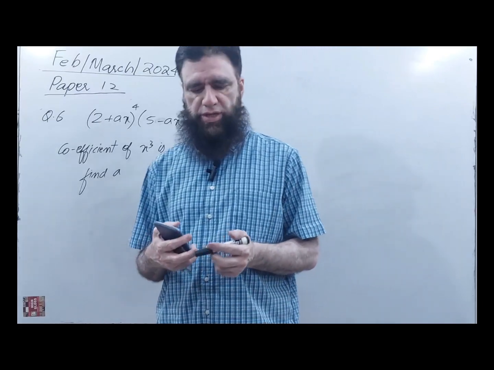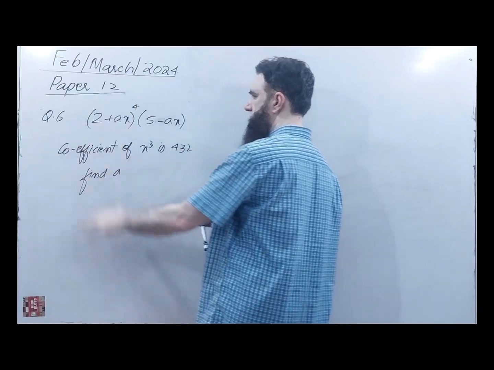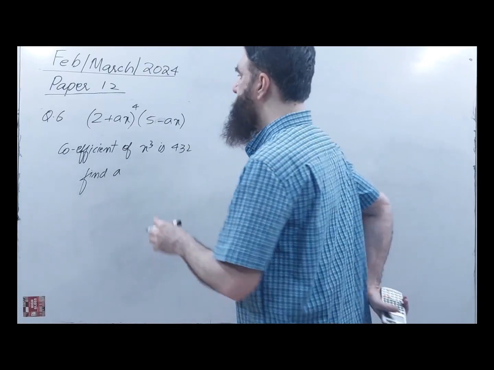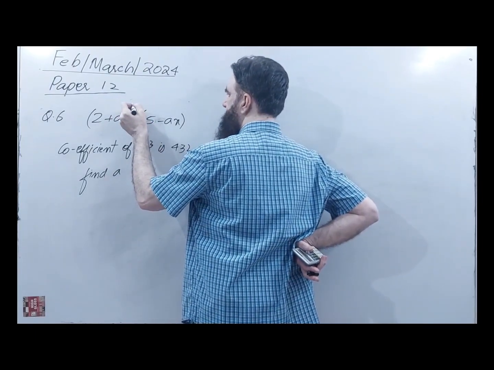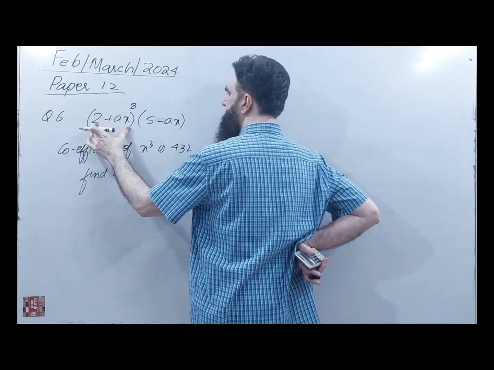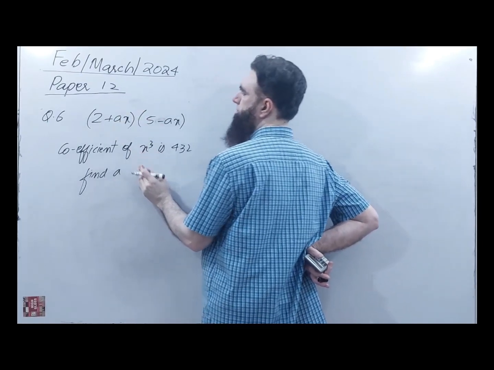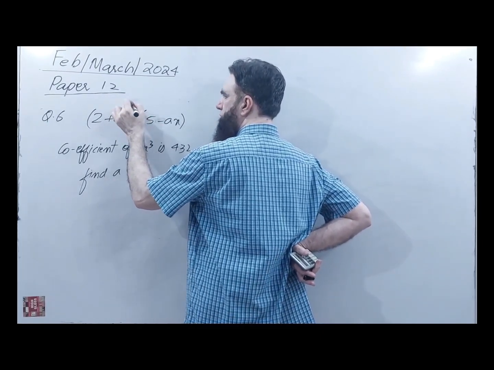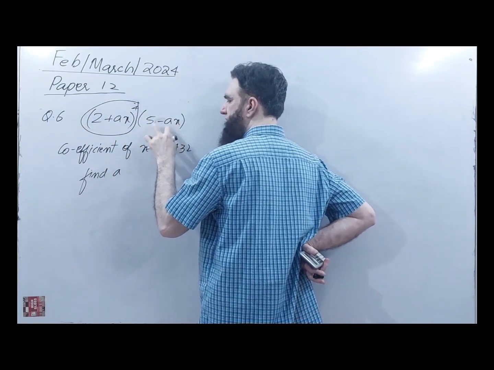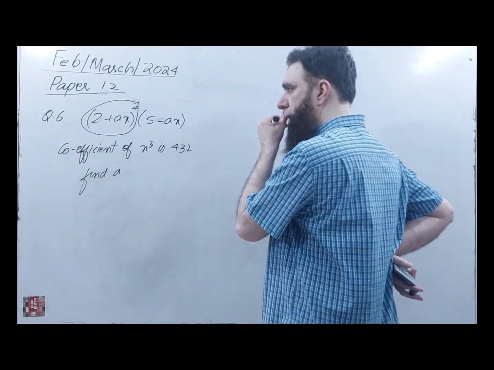Different kids apply different strategies, but obviously you don't have to open all the terms; there will be 5 terms for this. Although 5 terms can be opened quickly, suppose in your examination the power is 8, you don't have to open all the terms, because power 8 means there will be 9 terms. What we are looking for is the coefficient of x cube. So we are only looking for those terms in this expansion which when multiplied by 5 and ax give us x cube. I hope you got my point.